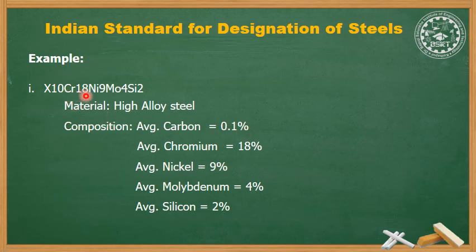Next is chromium 18, so the average percentage of chromium is 18. Ni9, so the average percentage of nickel is 9%. Mo4, the average percentage of molybdenum is 4%. And Si2 means the average silicon percentage is 2%. Here you don't need to consider the multiplying factors, so just mention the percentage related to its element. Likewise, you have to complete the designation of high alloy steel.